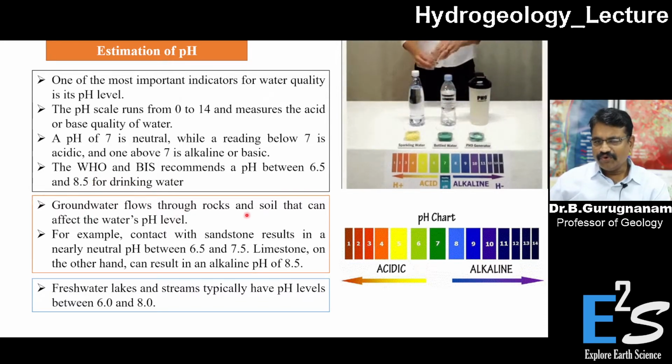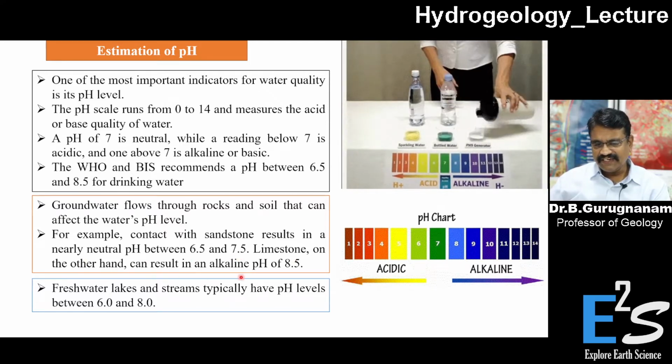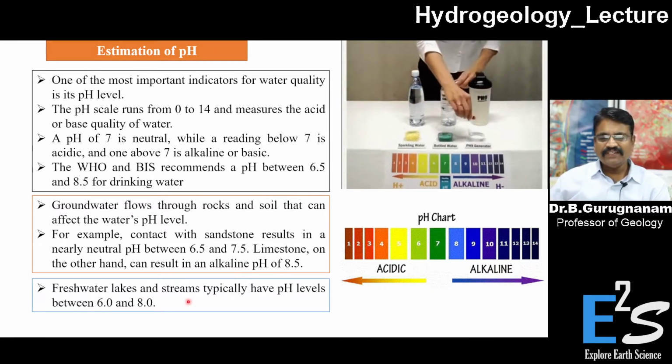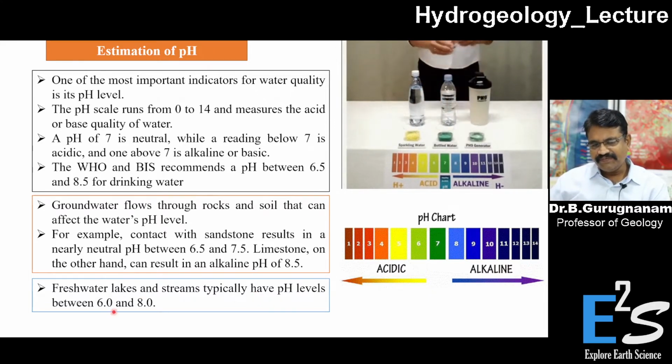Groundwater flows through rocks and soils that can affect the water's pH level. For example, contact with sandstone results in nearly neutral pH between 6.5 and 7.5. Limestone, on the other hand, can result in an alkaline pH of 8.5. Freshwater lakes and streams typically have pH levels between 6 and 8.